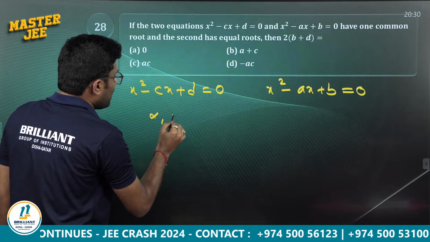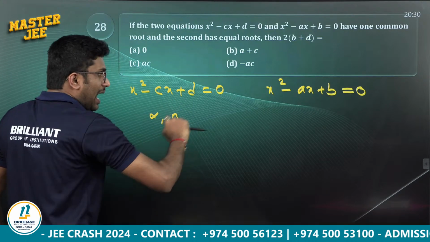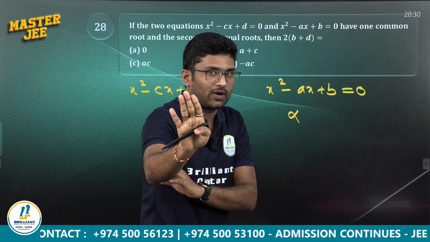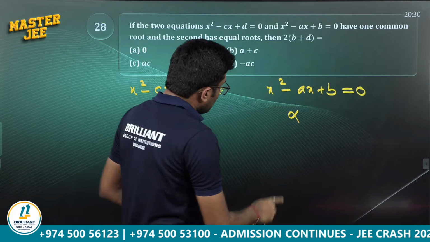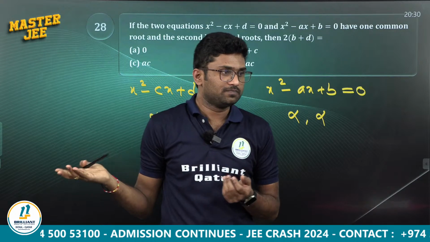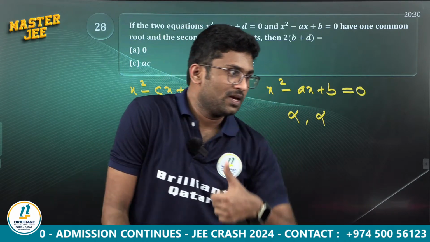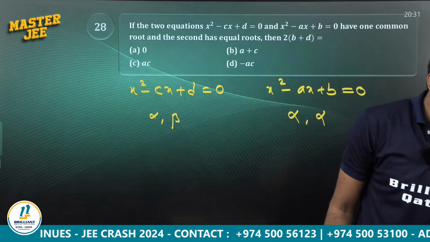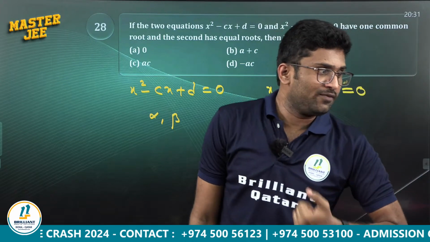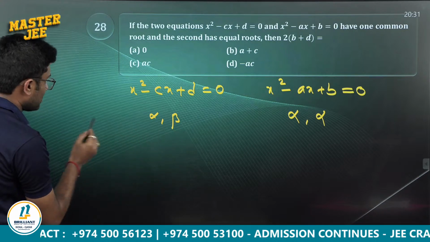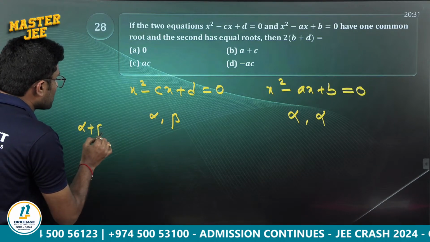Suppose alpha and beta are the roots of the first equation. As these two have one root common, let me take the common root as alpha. But they said the second equation has equal roots, so alpha, alpha. Have you understood the first step?